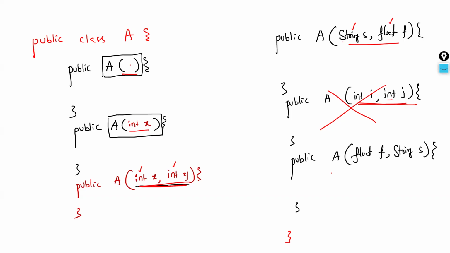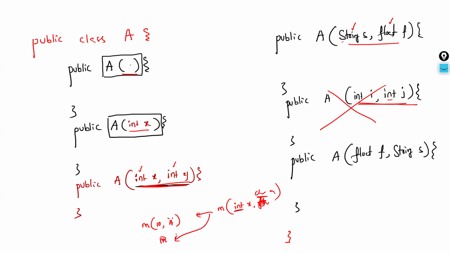So do we pass in the same order? For example, if a method m is there, which takes one integer parameter and one character parameter, ch, then while calling this method, can we call it like m of 10 comma a? Correct or wrong? Correct only. What is the first parameter? Int. Second parameter? Character. Are we following this order or not? Yes.